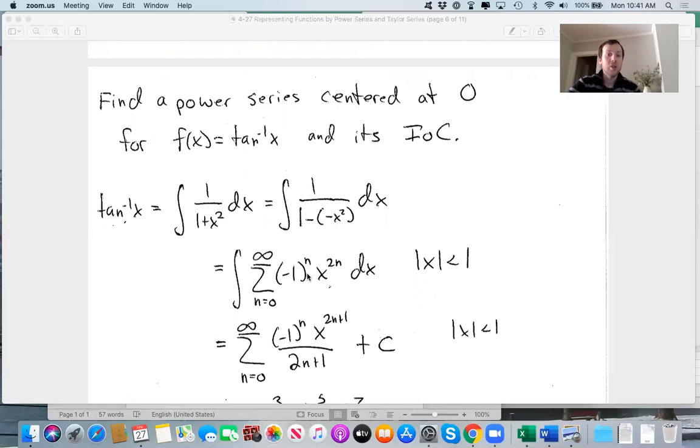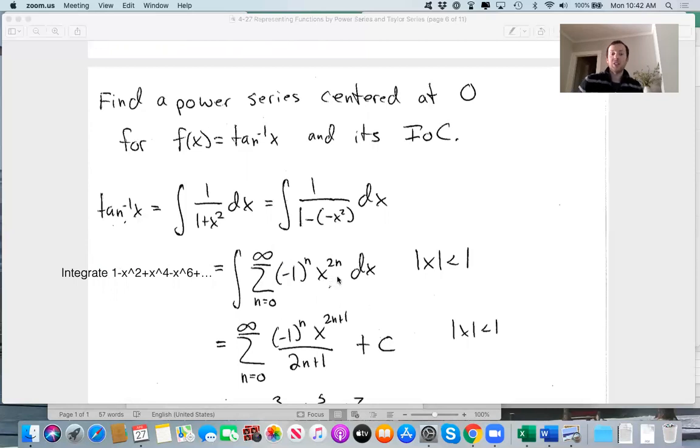And so to see what's happening, you can write out this series. If we did that, it would look something like, for n equals 0, 1 minus x squared plus x to the 4th minus x to the 6th plus so on. So this is the series, if you wrote it out, that we have here.